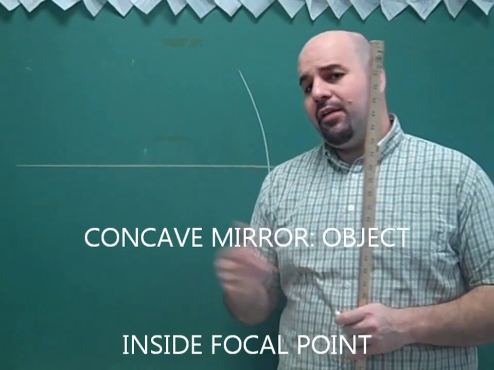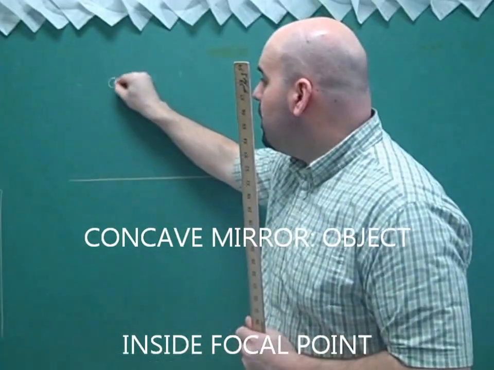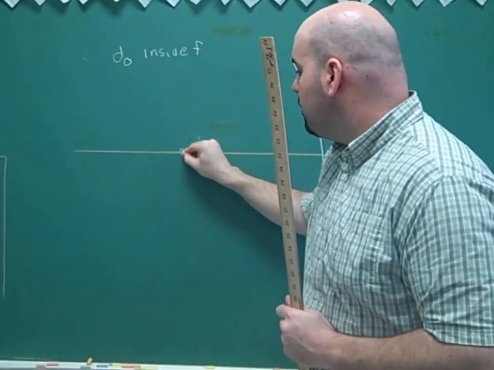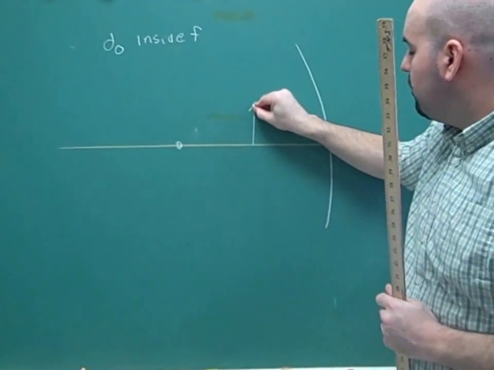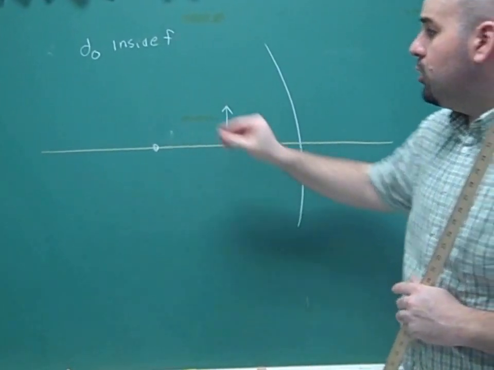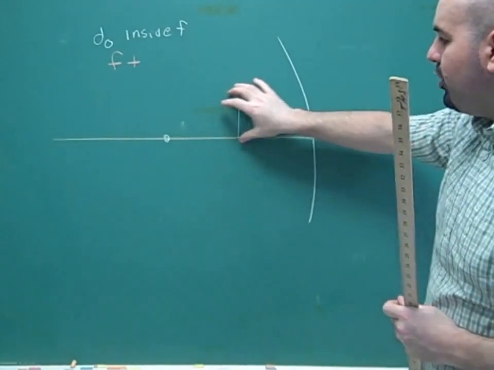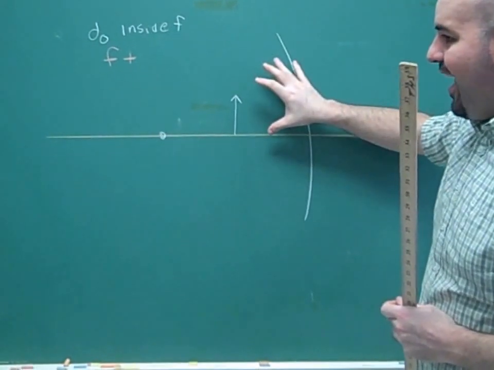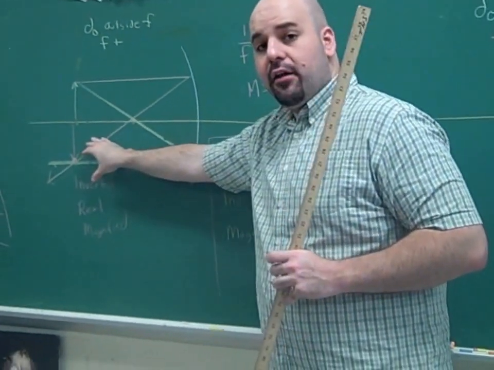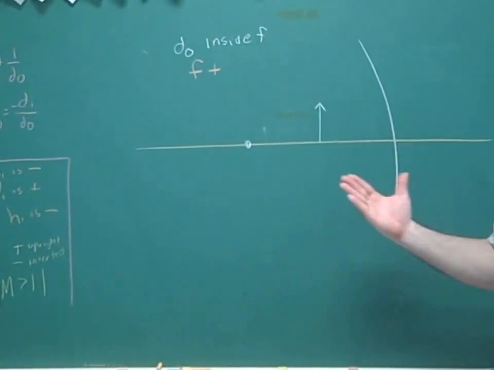And welcome back. We're about to do our second case. Again, a concave mirror, but this time do is inside the focal point. Now, this is still a converging mirror, so f is still positive. But because we're forced inside the mirror, the light can't actually reflect outside. As you will see, this means this is going to make a virtual image.